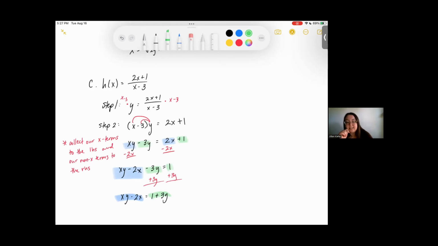We see that on the left-hand side, since they're both x terms, they each have an x in them. So if they both have an x, we can take that x out. We can factor the x out. Let's bring this over here since we ran out of room a little bit. We're going to factor the x. It's kind of like pulling both x's out to the front. So we're going to get x times y minus 2, and this is equal to 1 plus 3y.